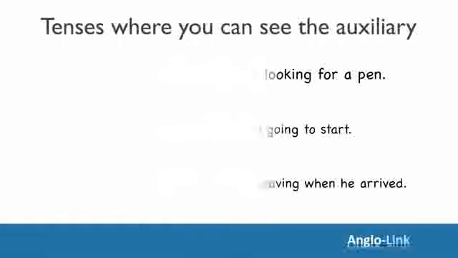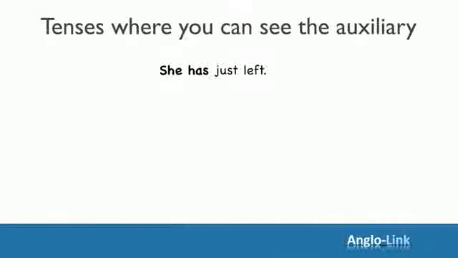Let's look at some other auxiliaries now. The verb have as an auxiliary in the present perfect. She has just left. Just add not to has. She has not just left. She hasn't just left.